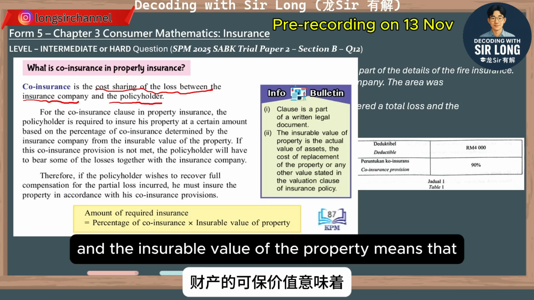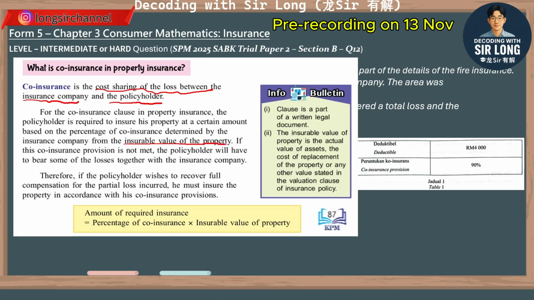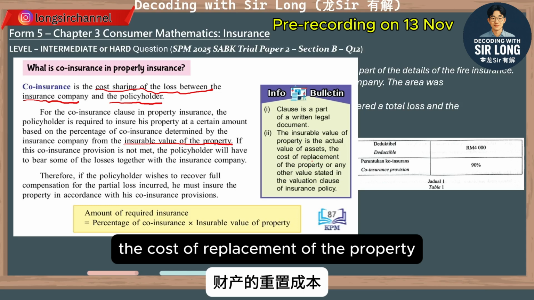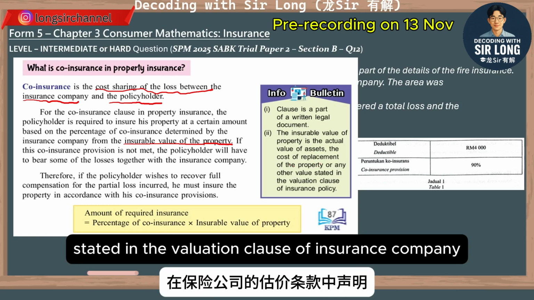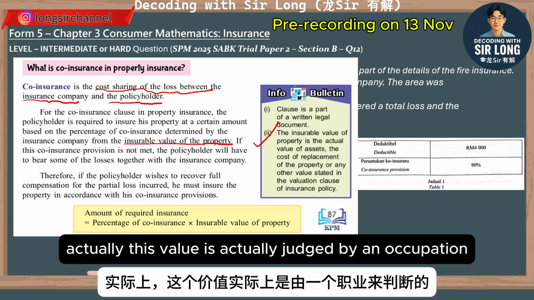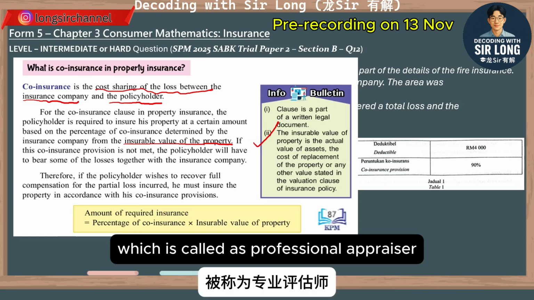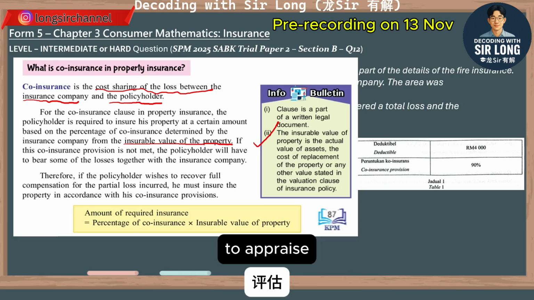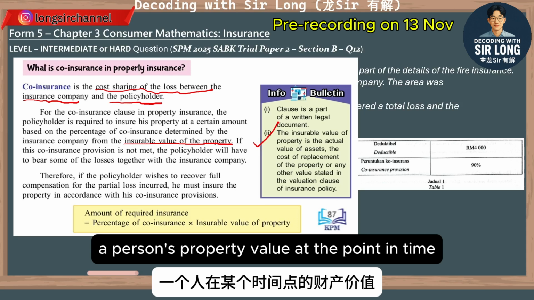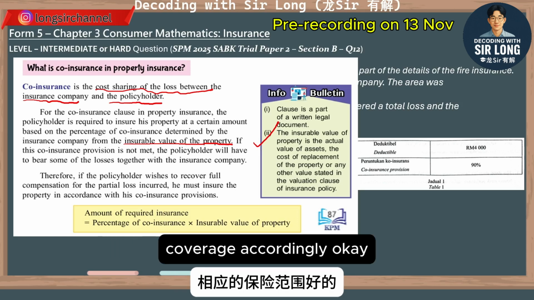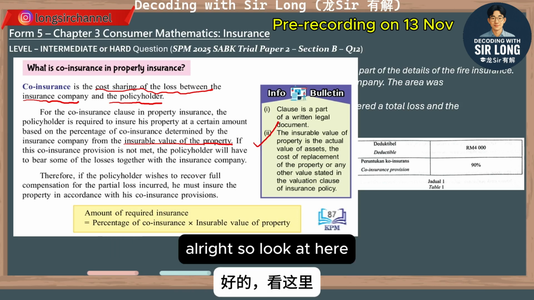And the insurable value of the property means the actual value of assets, the cost of replacement of the property, or any other value stated in the valuation clause of the insurance company. Actually, this value is judged by an occupation called a professional appraiser. And this occupation is to help the insurance company appraise a person's property value at that point in time, so that they are able to issue the coverage accordingly. Okay, alright, so look at here.